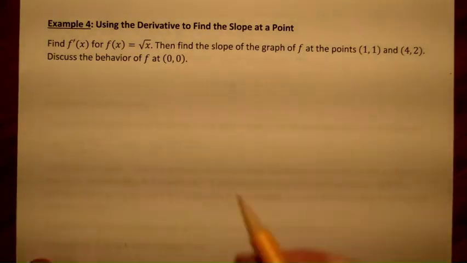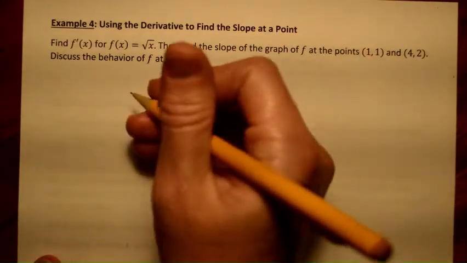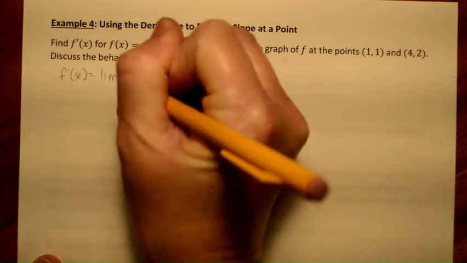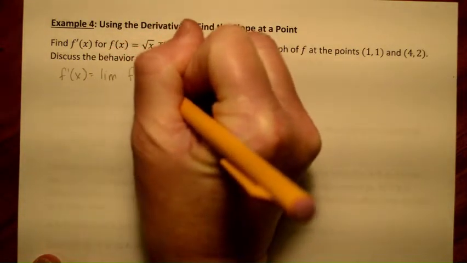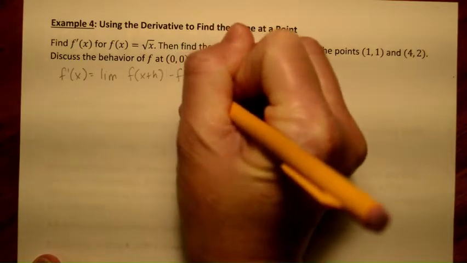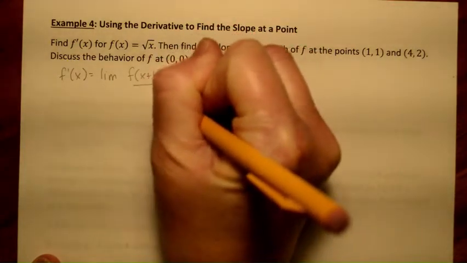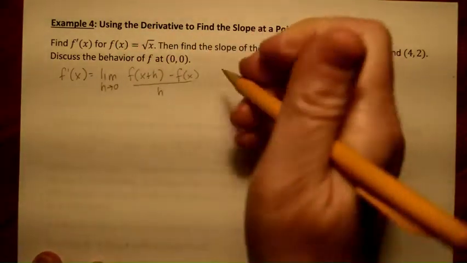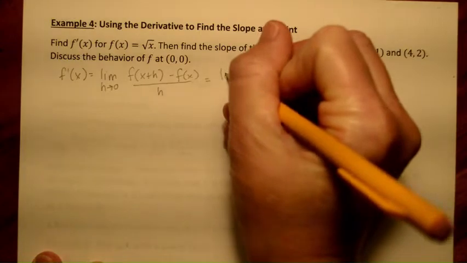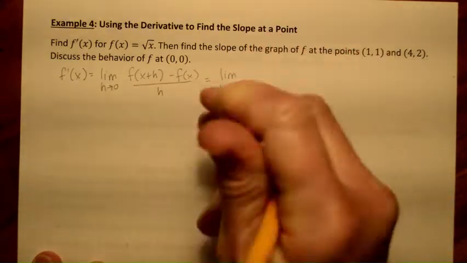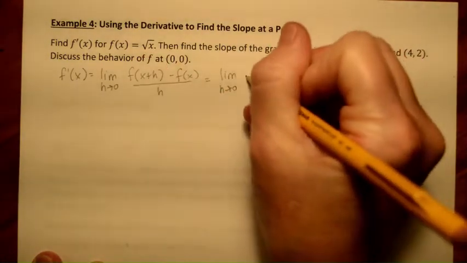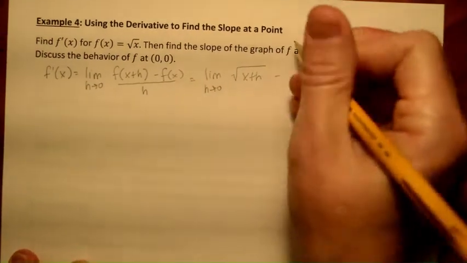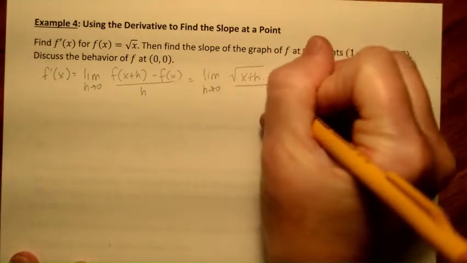Okay, so again, by definition here, we've got f prime of x is equal to the limit of f of x plus h minus f of x over h, all as h is approaching 0. All right, so then for our specific function, we're asked to find the limit. And here's our function, so we're going to say the square root of x plus h minus f of x, which is just square root of x, all over h.